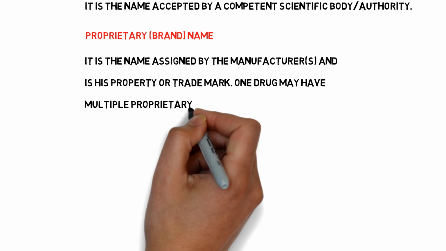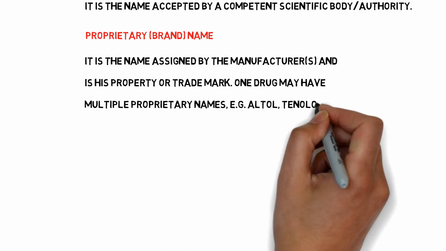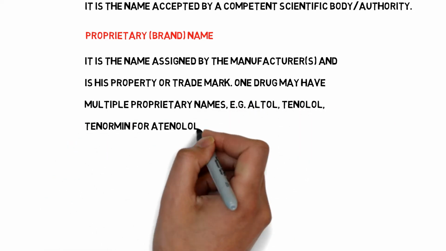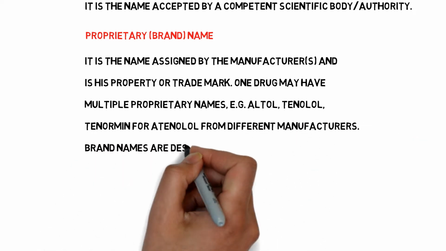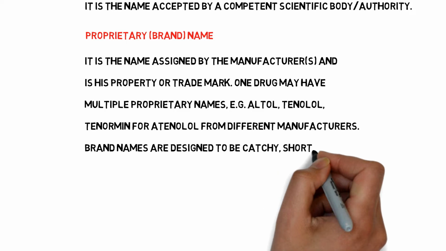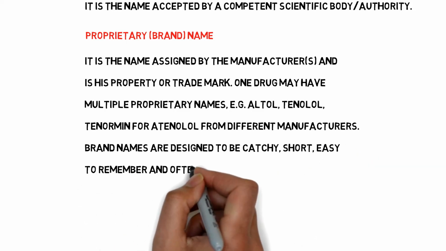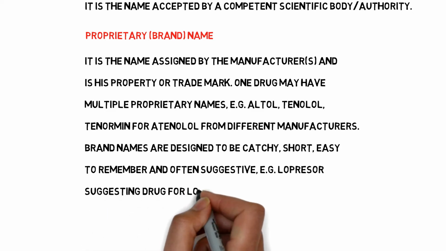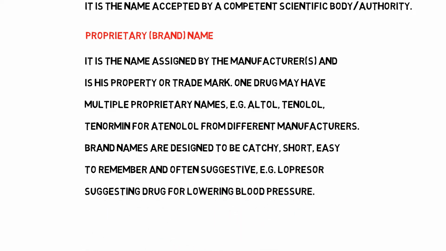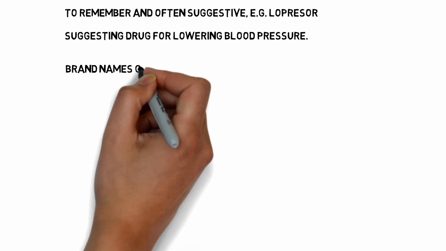One drug may have multiple proprietary names, for example, Atpressor, Tenolol, Tenormin for atenolol from different manufacturers. Brand names are designed to be catchy, short, easy to remember and often suggestive, for example, Loprecer suggesting a drug for lowering blood pressure. Brand names generally differ in different countries.